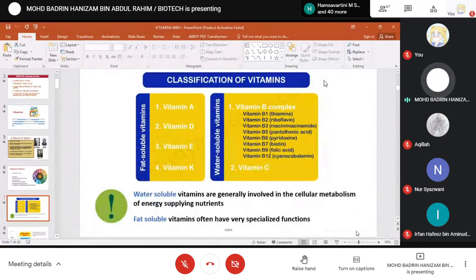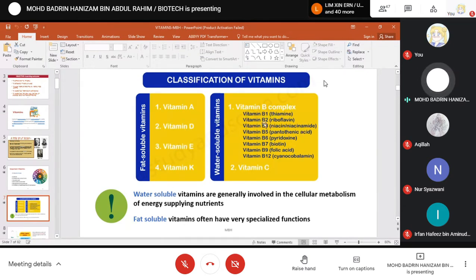The classification of vitamins, already. Fat soluble vitamins are A, D, E, K, and for water soluble vitamins, we have only vitamin B complex and vitamin C. So to make it easier, just remember that water soluble vitamins consist of only two: B complex and C.